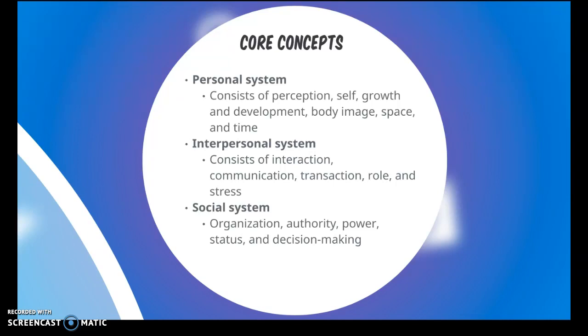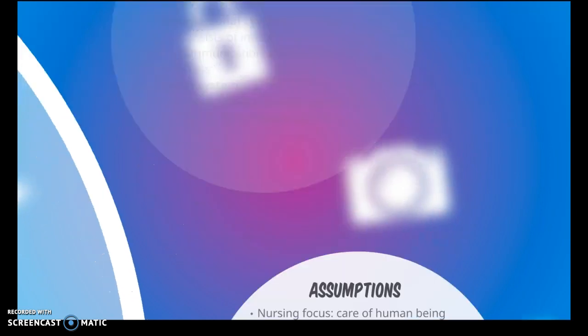So the personal system consists of perception, self, growth and development, body image, space, and time. Then in terms of the interpersonal system, it's more of a base of interaction, communication, transaction, role, and stress. So that's how King discusses the ways that people interact. In terms of a social system, which influences a person's goal attainment, it relates to organization, authority, power, status, and decision making. So these things all influence goals.